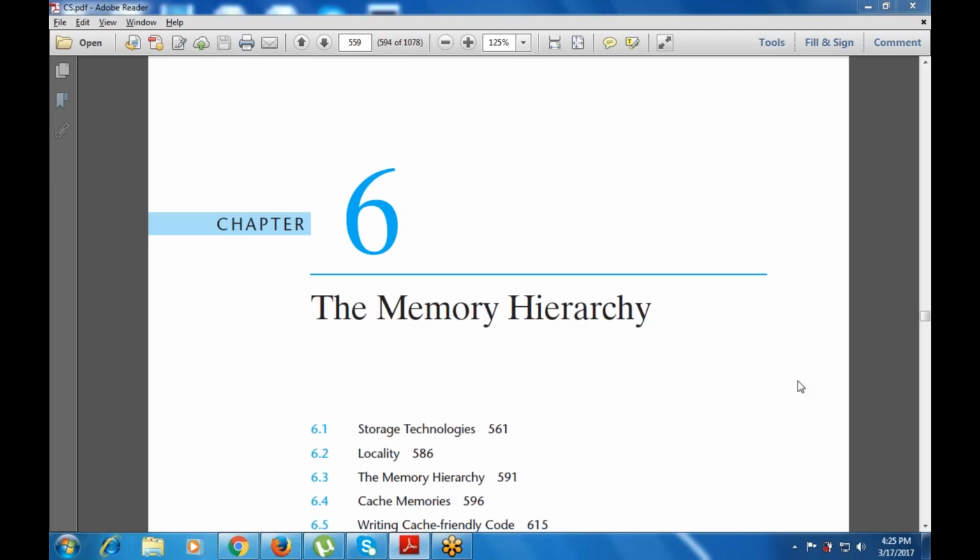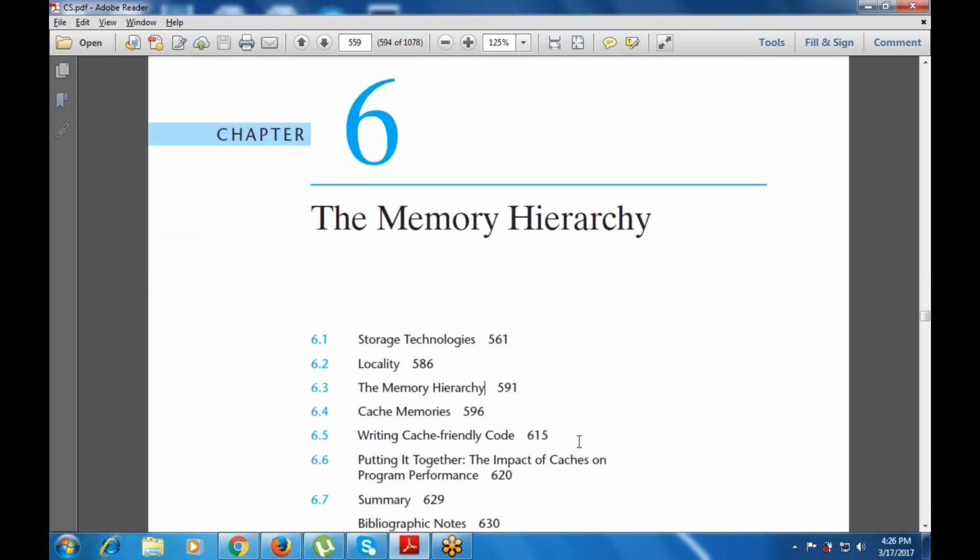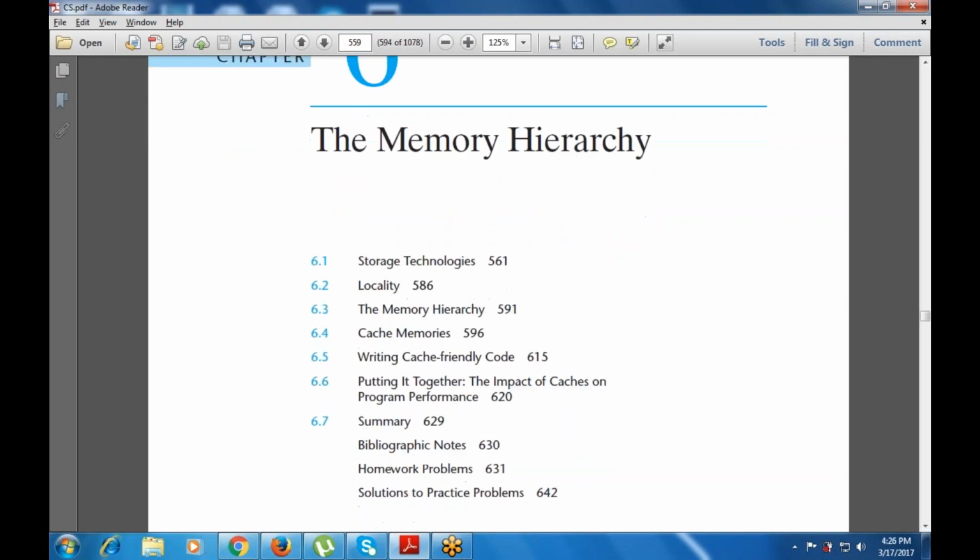Today's topic is chapter number 6, that is memory hierarchy. How to use a memory hierarchy, what are the various advantages and benefits of using it, how we can judge it, and what are the various terms used within the hierarchy. The topics are: storage technologies, locality, memory hierarchy, cache memory, writing cache-friendly code, putting it together, that is, the impact of the cache on program performance, and then a summary. These are the various topics covered in this memory hierarchy.